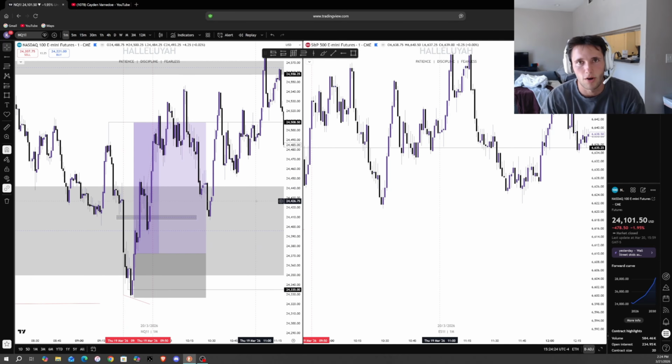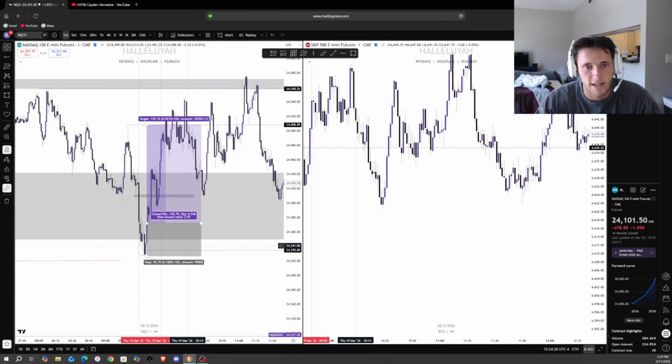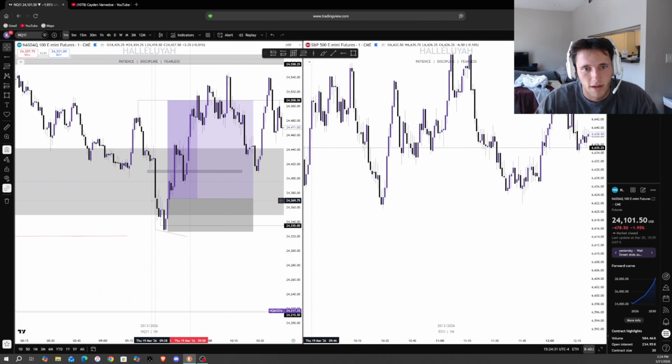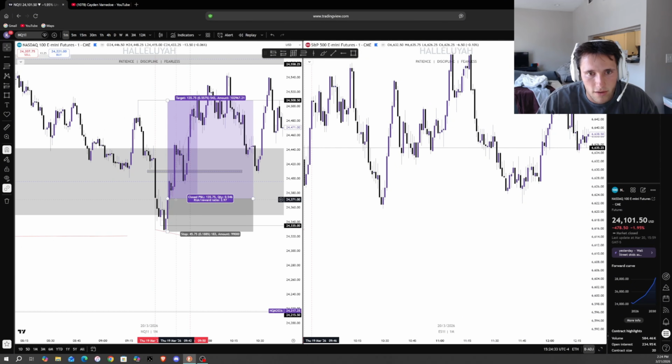I copy trade them all with Tradecopia, and at that point, I just closed my position and was happy for the day on that. So that is the trade I took on NQ. Took that off, break of structure right here, close.